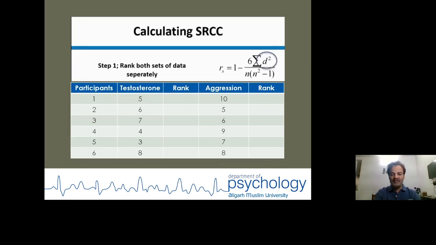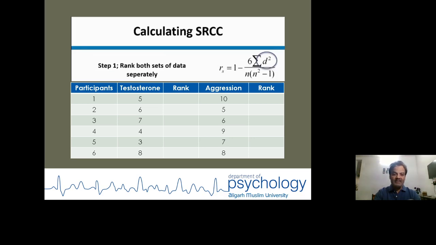So this is the example or data set that I am sharing with you. In this data set, I am having 6 participants, and the scores obtained on testosterone and aggression tendency or behavior for each participants are shown.